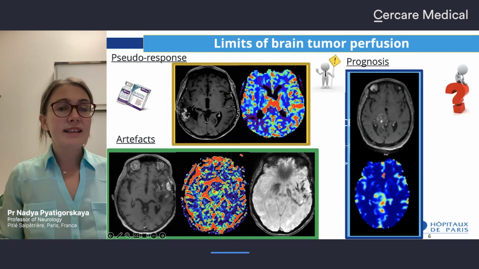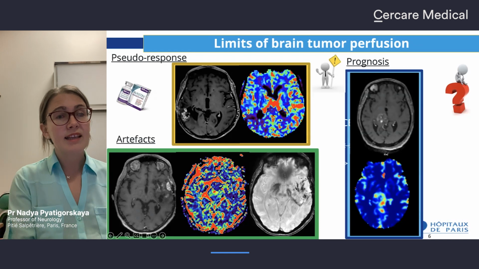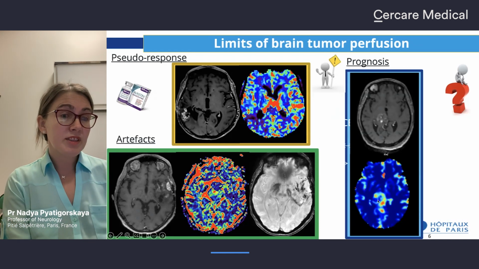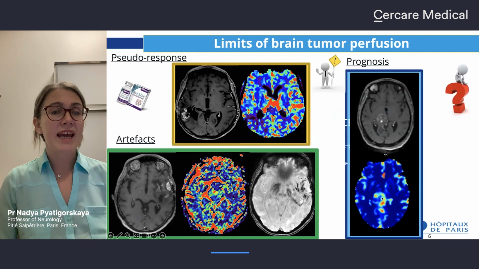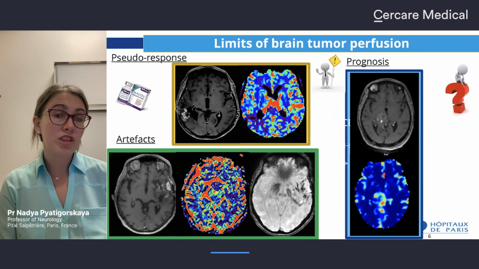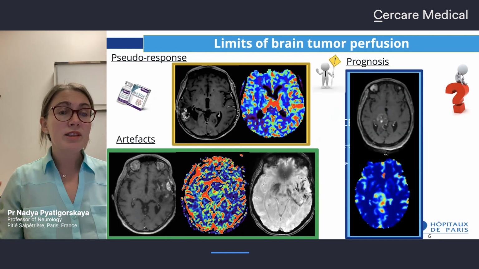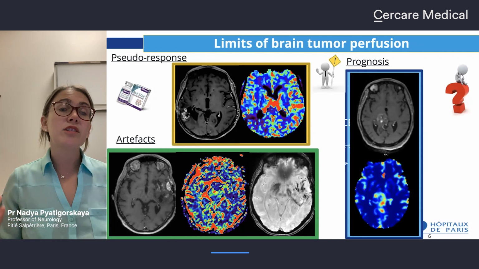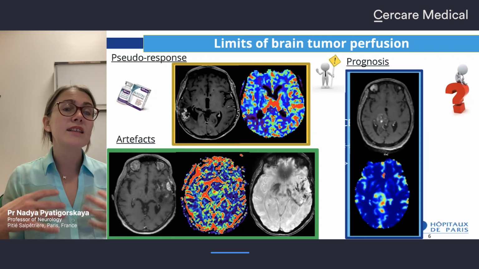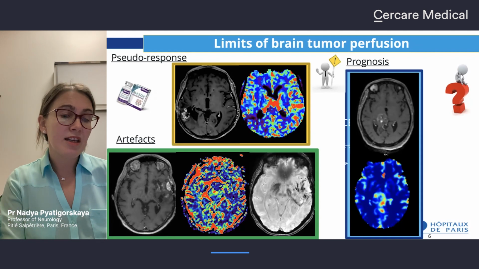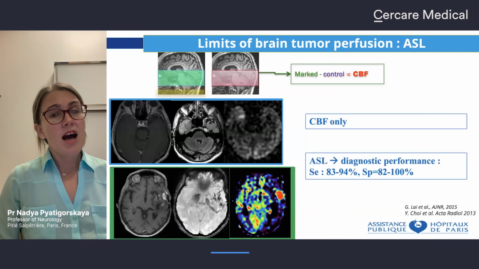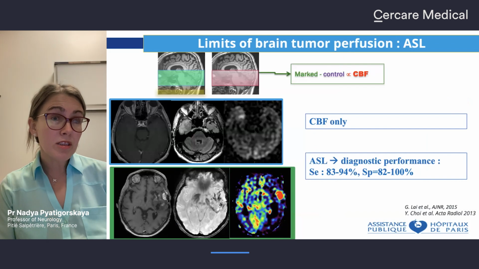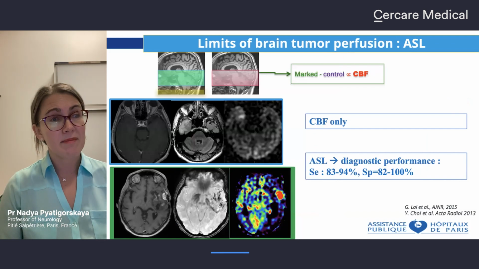Another problem is that, like here, we have a tumor and there is an increase of cerebral blood volume. So, okay, we suppose there is neoangiogenesis. But do we know what the prognostic value actually is? Can we say that because there is neoangiogenesis, the patient will progress or not? That still remains a question. So another perfusion technique was also proposed, arterial spin labeling.